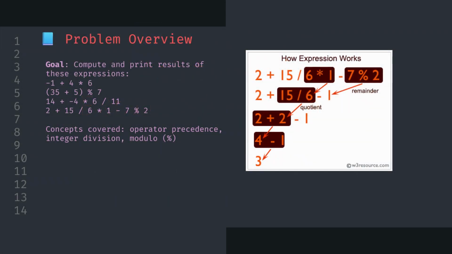These four expressions let us practice core arithmetic rules in C#. Multiplication and division have higher precedence than addition and subtraction, and modulo gives the remainder. Also, note that because we use integer literals, C# performs integer division. The fractional part is discarded.